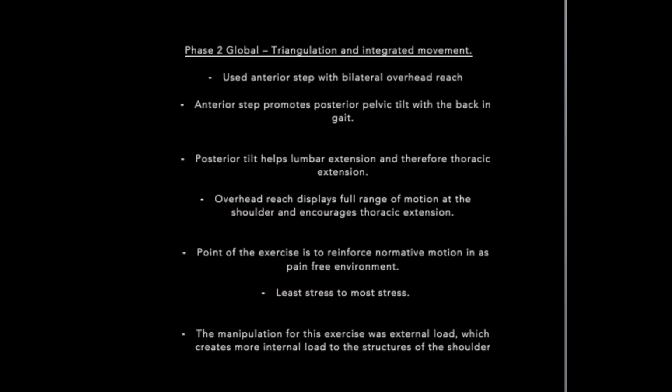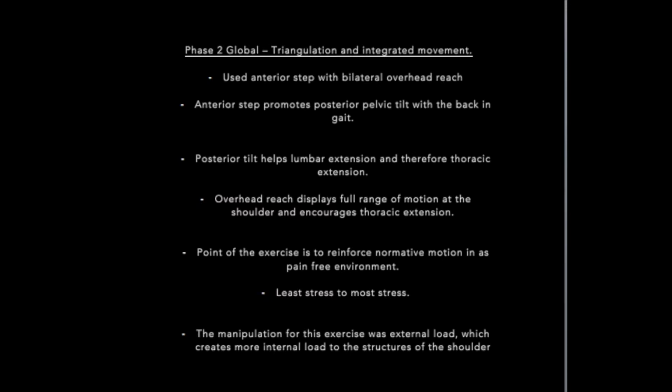With the aim of phase 2, we want to improve sequencing and make the tissue more resilient. We use triangulation to gradually increase stress to the injured tissue or structure. For this treatment, we use an anterior step with a bilateral overhead reach. The anterior step promotes a posterior pelvic tilt in the back leg of gait, which helps lumbar extension and therefore thoracic extension as a result of the lumbar movement.